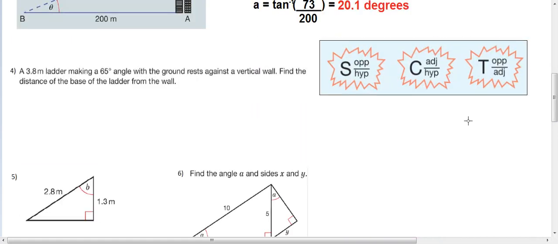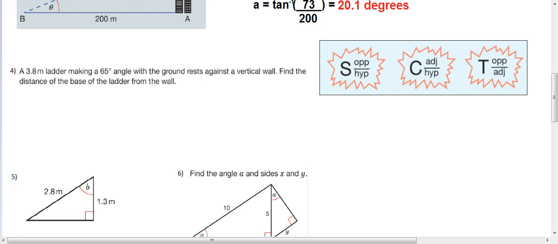Now we have a question in which we don't have the drawing. Of course, sometimes you're going to face this kind of problem because the exam wants to know if you can create the problem on paper. So let's do it at first and then we solve it using the SOH CAH TOA rule. Let's go. A 3.8 ladder making a 65 degrees angle with the ground rests against a vertical wall. Find the distance of the base of the ladder from the wall.